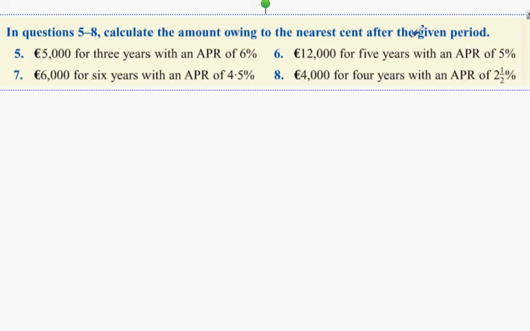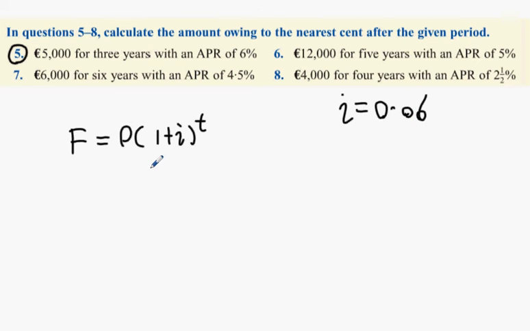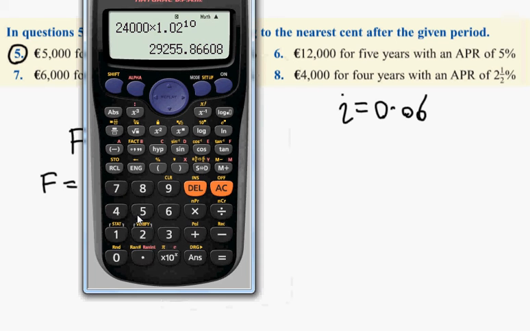Calculate the amount owed to the nearest cent after the given period. So I'll just do question 5. Once again, F equals P, 1 plus I to the power of T. What's the I value? 0.06. So what's 1 plus I going to be? How many years? And how much did we start off with? 5,000. So you're increasing it by 6% 3 times in a row, and what you're going to get is 1.06 to the power of 3, and you read me that out earlier, 5,955.